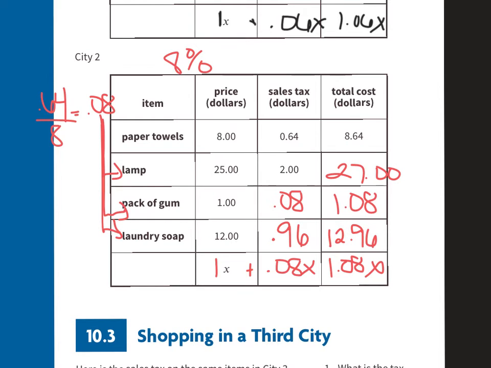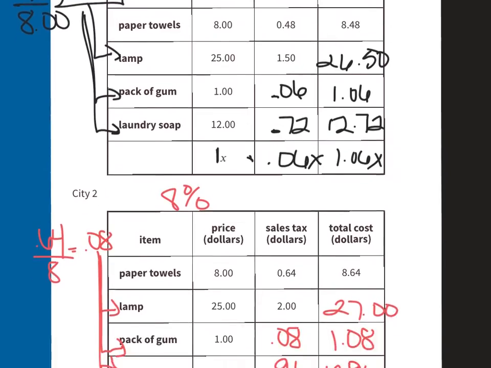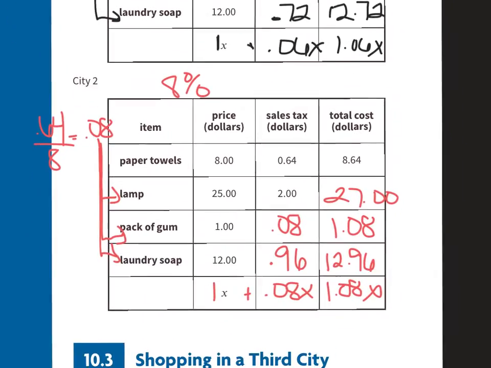And that's it, right? We just had to complete the tables. So, City 1, better sales tax rate, everything's cheaper. Not by a lot, but it'll add up over time.